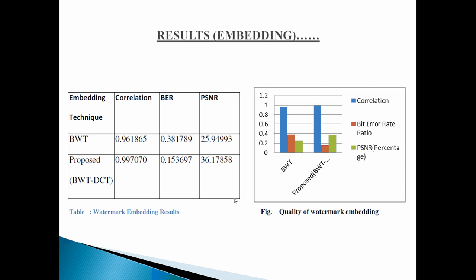If I talk about the embedding process, then for the current algorithm, bioorthogonal wavelet transform, the correlation between the original image and watermark image is 96.18%. Against this, our proposed algorithm has a correlation of 99.7%, and there are other measures like bit error rate and peak signal to noise ratio, PSNR.